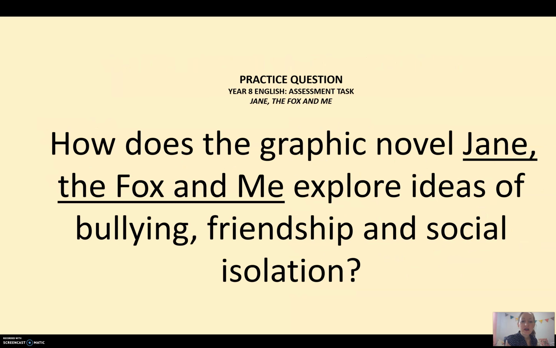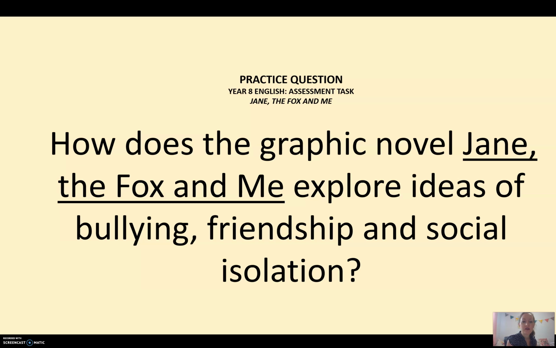Now we're going to look at a question for Jane the Fox and Me. Now you get a range of different questions. This one actually tells you some themes and ideas, whereas some are more open, and that doesn't mean it's trying to trick you. It means it might let you talk about other ones. So we'll have a look at this question.